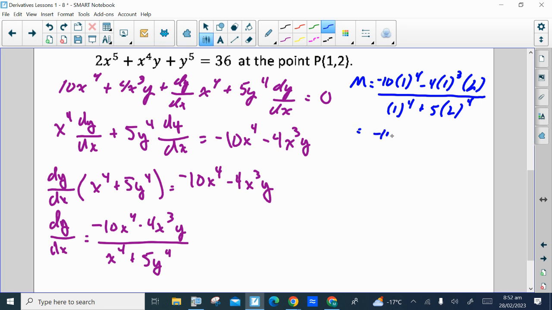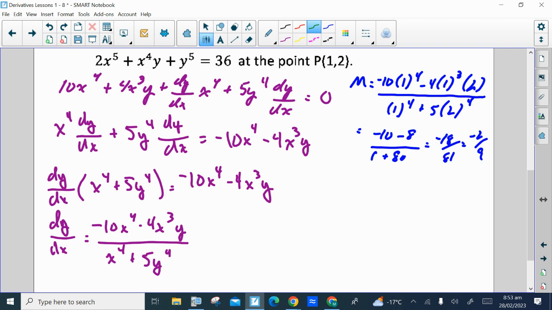So that will be negative 10 take away 8 over 1 plus 2 to the fourth is 16 times 5 is 80. So it will be negative 18 over 81, which you can divide top and bottom there by 9 and get negative 2 over 9. So there's the slope of the tangent.